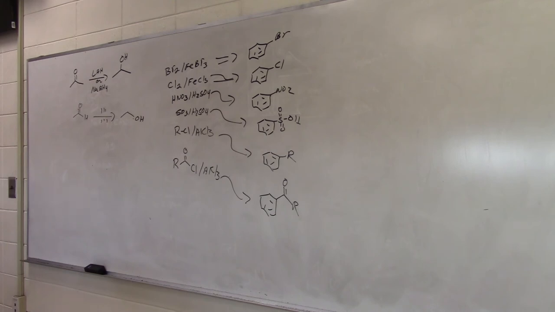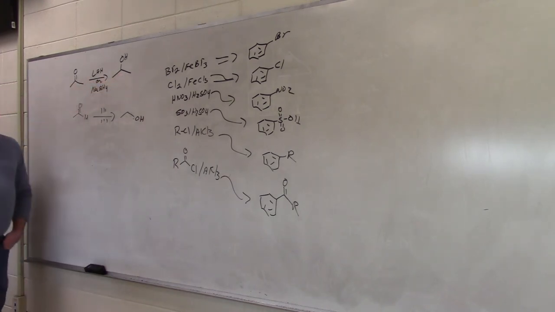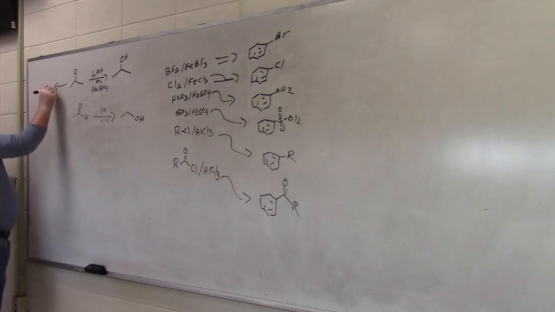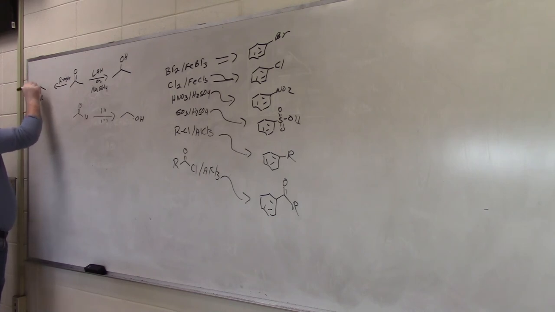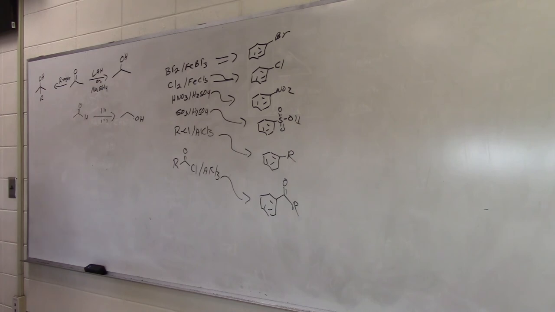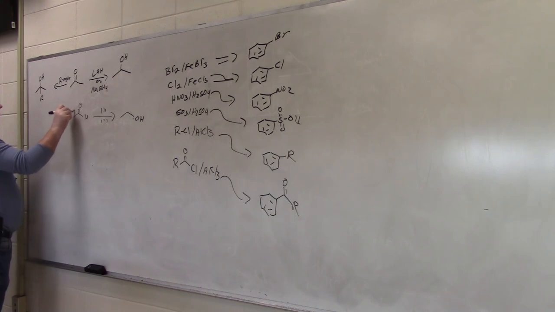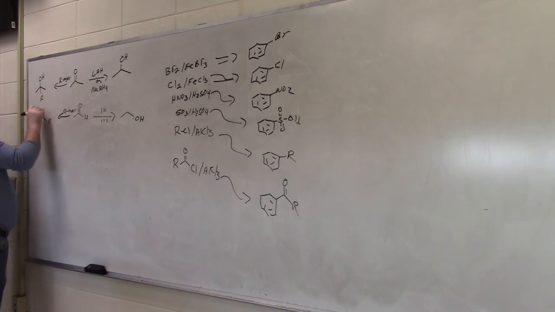If I reduce a ketone, I get a secondary alcohol. Remember, I'm making a carbon-hydrogen bond, not a carbon-carbon bond. Now if I take a ketone and I react it with a Grignard, I end up making a tertiary alcohol. If I take an aldehyde and react it with a Grignard, I end up making a secondary alcohol.